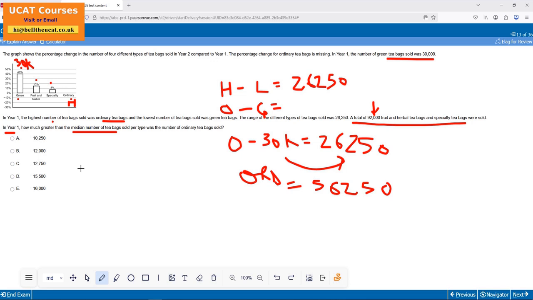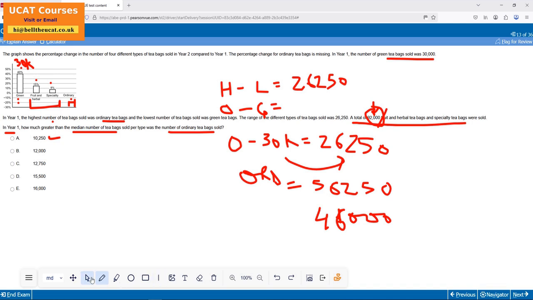If you really want to take a guess, you could pick any option with that. All right, I'm getting ahead of ourselves. So how much greater is the median than the number of ordinary tea bags sold in year 1? Median means the middle ones, in high to low or low to high order. This is the highest, this is the lowest, so these two in the middle, divided by 2. How much were these two? 92,000 divided by 2 is 46,000. Straight away, that's 46,000. If it is 46,000, 56 take away 46 is 10,000. Bravo, that's it.